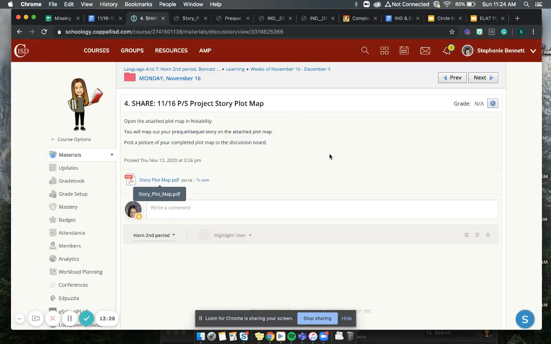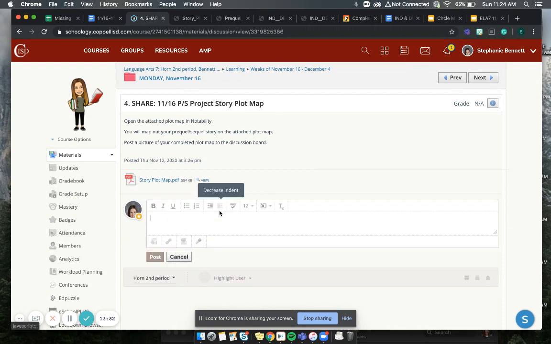Okay, so once you are done with your plot map, you are going to post it to the discussion board. So you can just hit add a comment, and then you can insert your image of your plot map so that we are all able to see it.